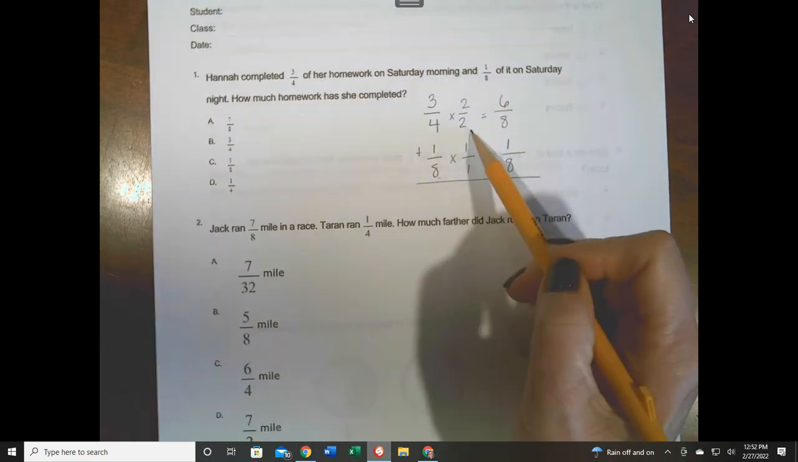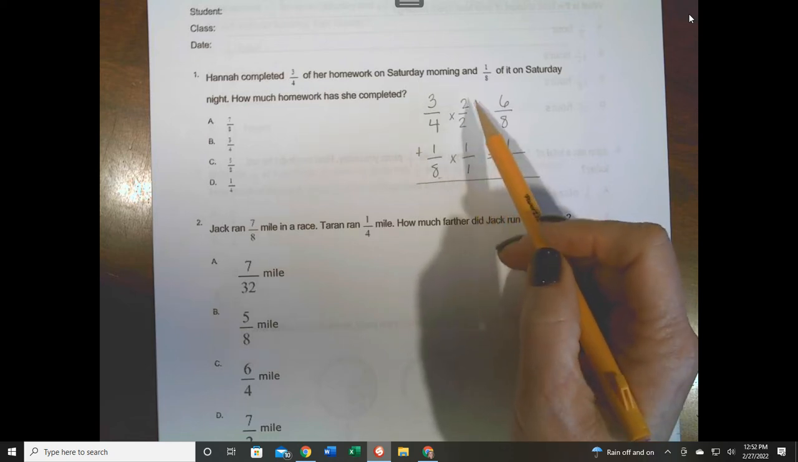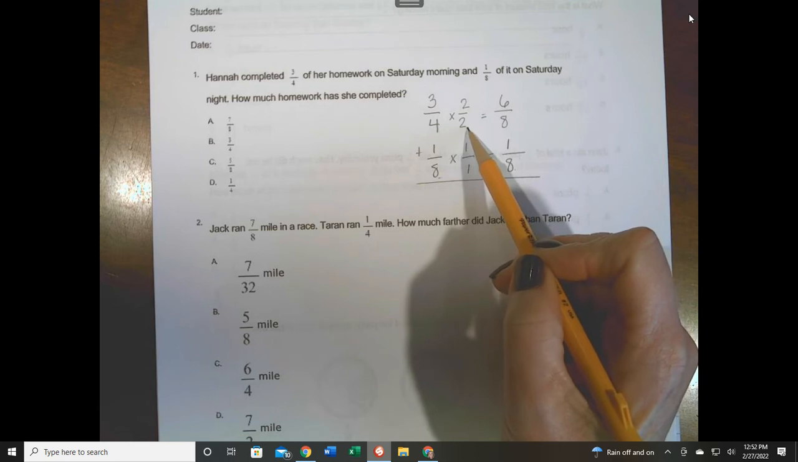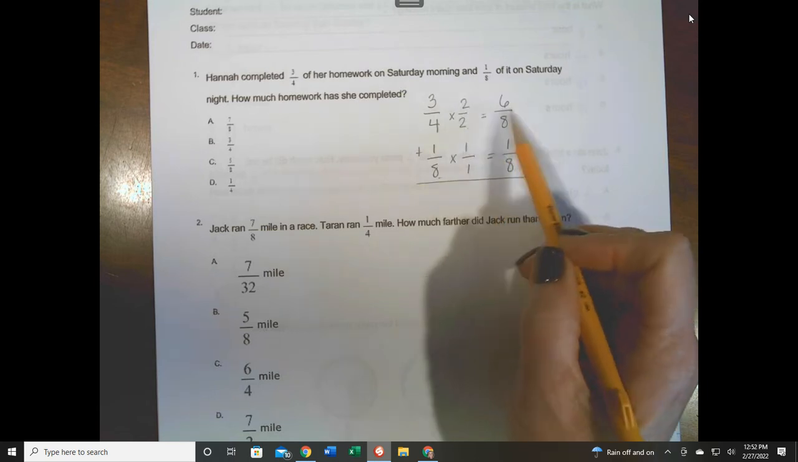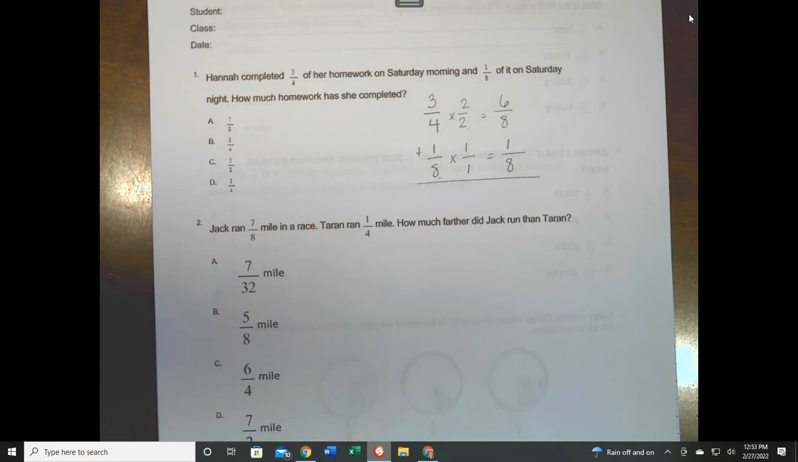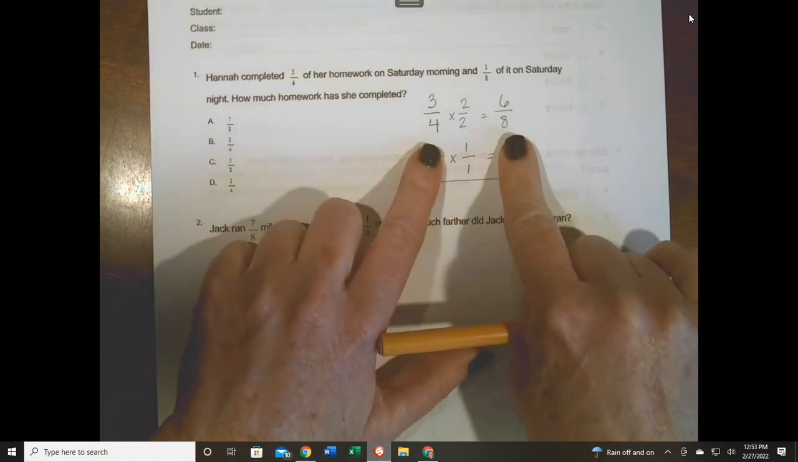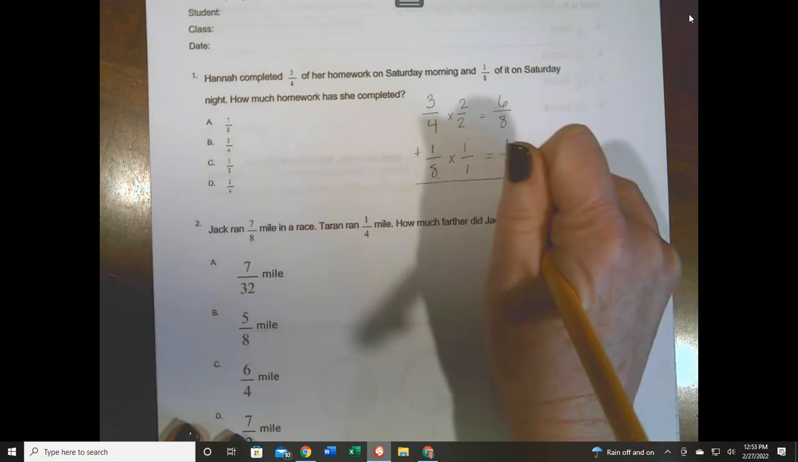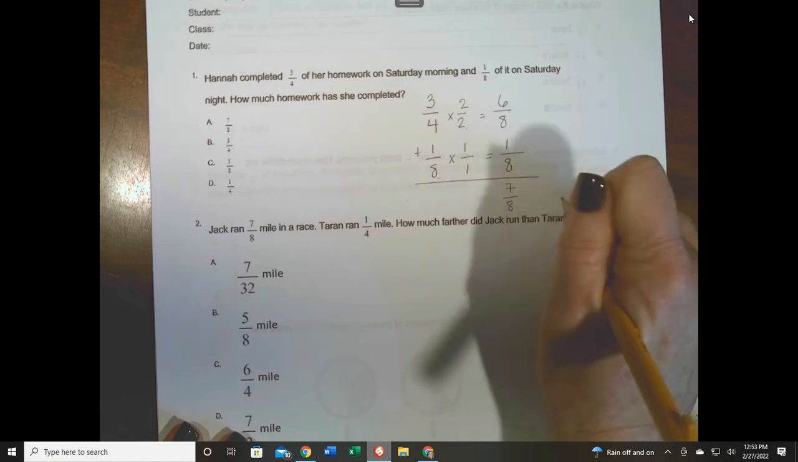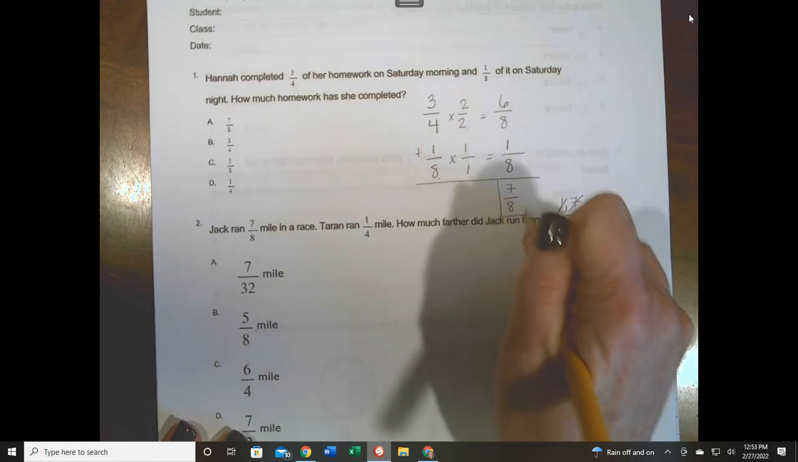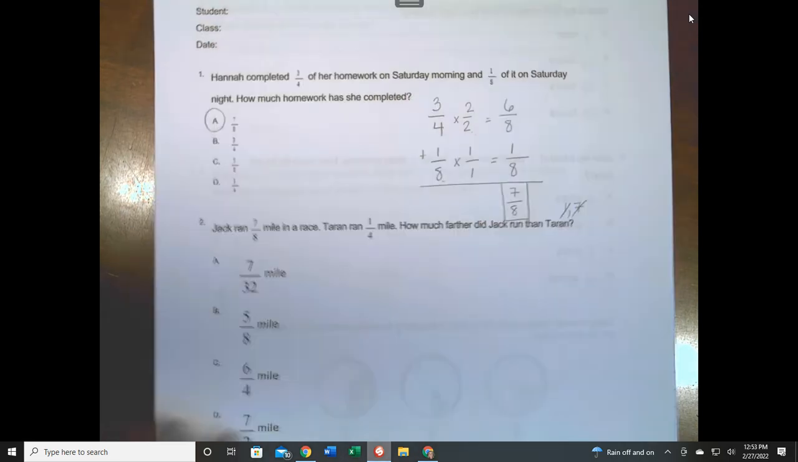So just to review, when we scale up by a fractional form of 1, which is when we multiply by a numerator and denominator that are the same, we're writing an equivalent fraction that names the same amount as the original fraction. We're ready to add. We get 7/8. 7/8 does not simplify. 7 is a prime number. Its only factors are 1 and 7. 7 is not a factor of 8, and we don't divide by 1. We would get the same fraction. So our answer is A.